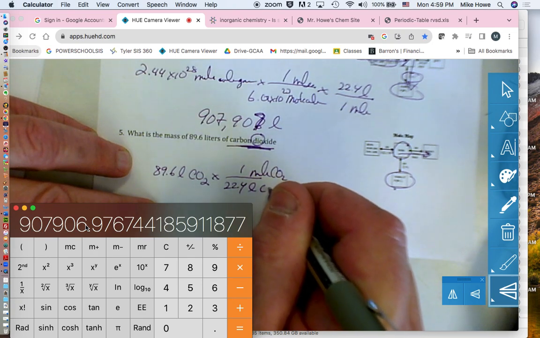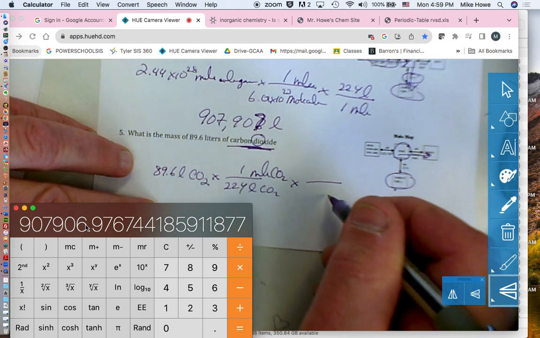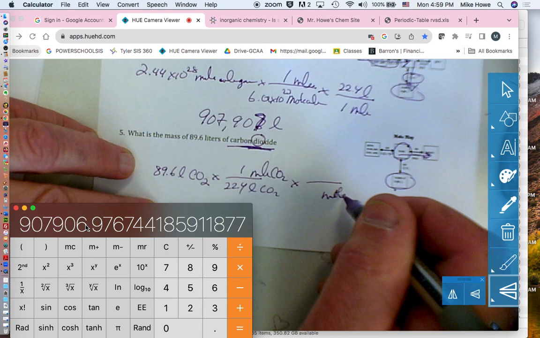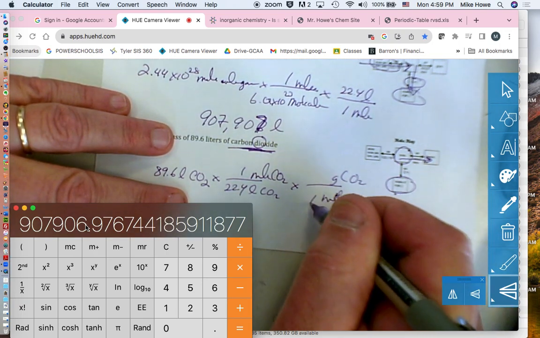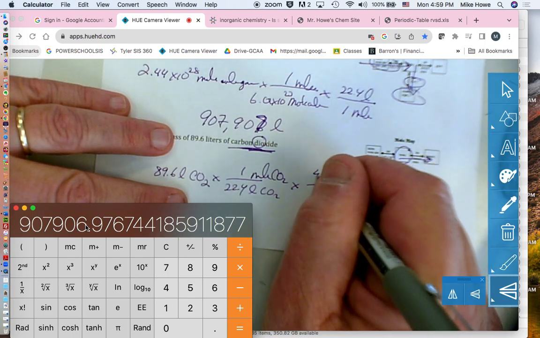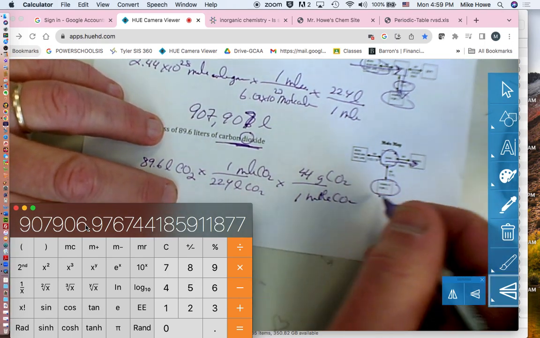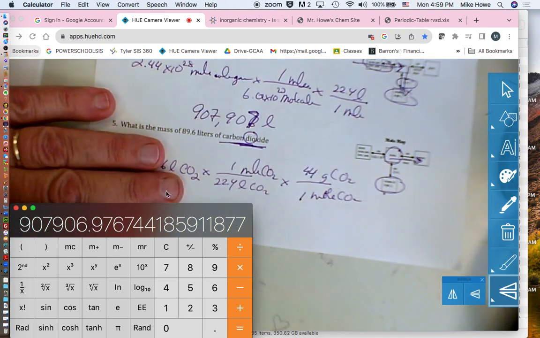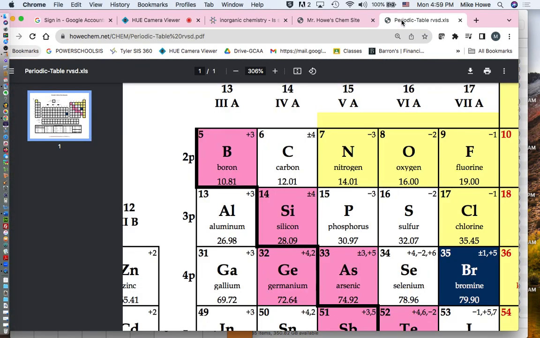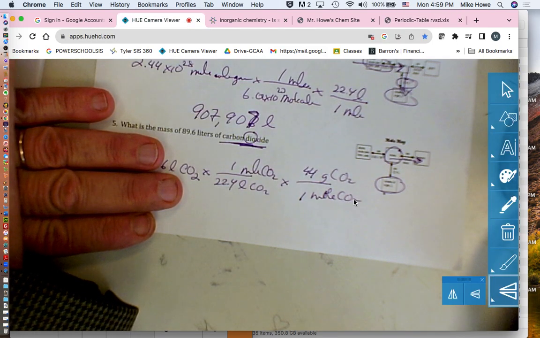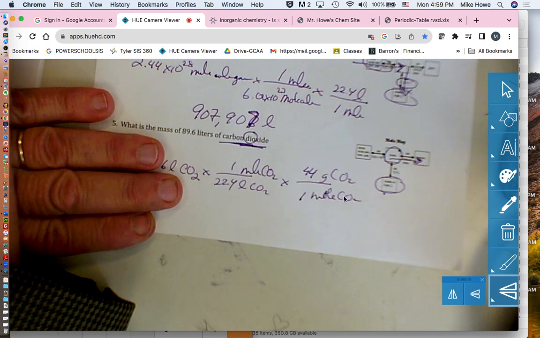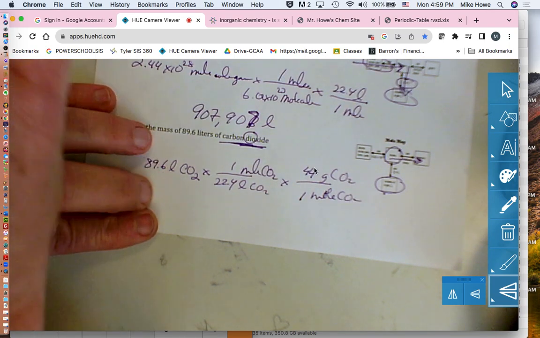I'm going to go ahead and write down what these are because that's going to become important right now. So moles of CO2 on the bottom, grams of CO2 on top. 1 mole is 44 grams. Now how do I get 44? Carbon is 12 and oxygen is 16. You have 2 oxygens. 16 times 2 is 32. Plus 12 more makes 44. That's how I got 44.